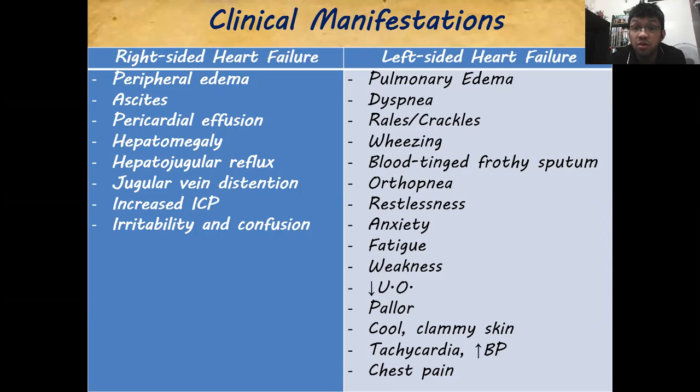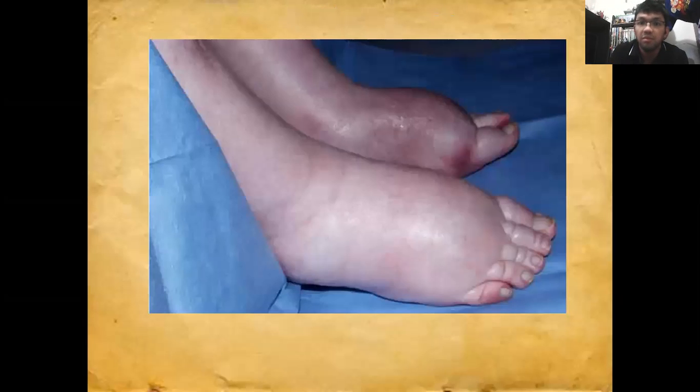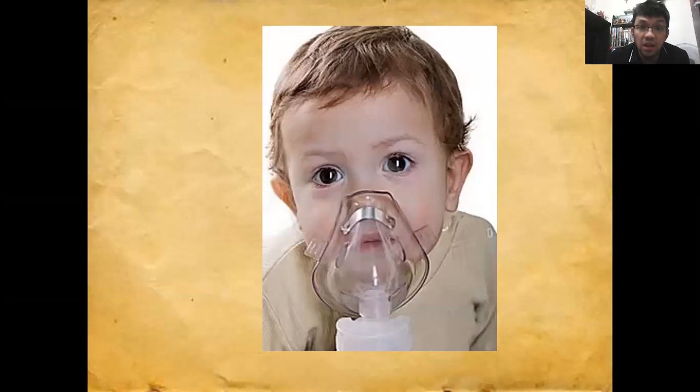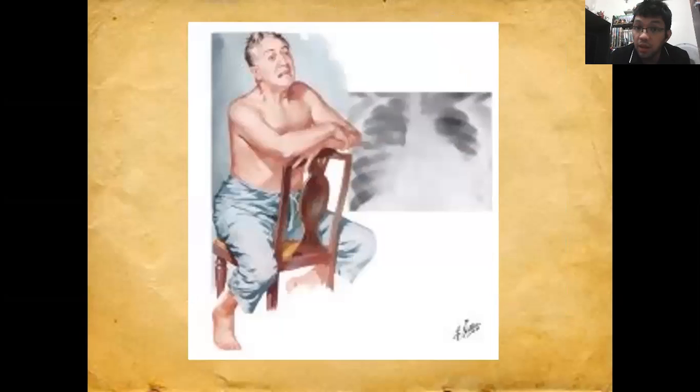There's also decreased urine output for left-sided heart failure. You can see that the patient looks pale, with cool, clammy skin. There's tachycardia, increased blood pressure as well, and chest pain sometimes is felt by the patient. So as you can see here, there's edema of the feet. Patients who have heart failure may need oxygen therapy. And this is the orthopneic position that you are going to place the patient in.